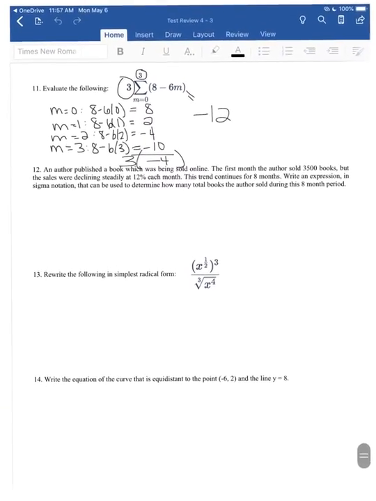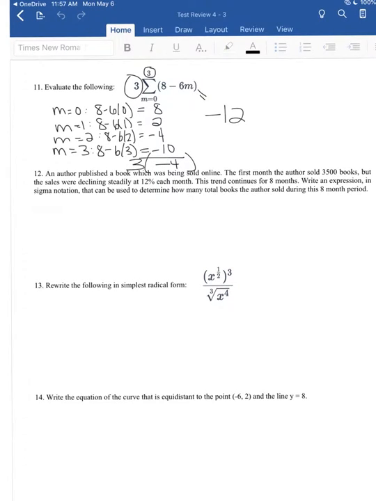Number 12, an author published a book which was being sold online the first month. So A sub 1 is 3,500 bucks, and the sales are declining at 12% each month. So R is 1 minus 0.12 is 0.88. Trend continues for 8 months. Write an expression in sigma notation.